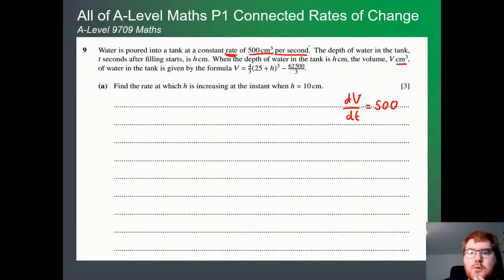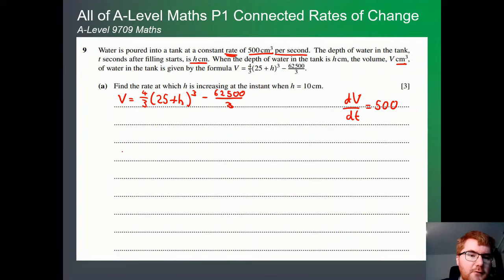So the depth of the water in the tank t seconds after filling is h, so that's our depth, not x this time. When the depth of the water is h centimeters, the volume is given by that formula. So let's write that down. So 4/3 times 25 plus h all cubed minus some big number that we don't really have to worry too much about. Perfect. I'm looking for the rate at which h is increasing at the instant when h is 10.